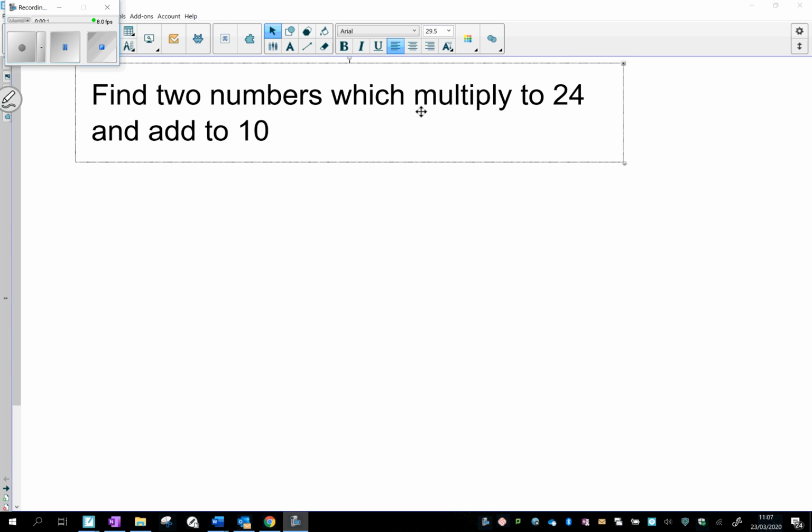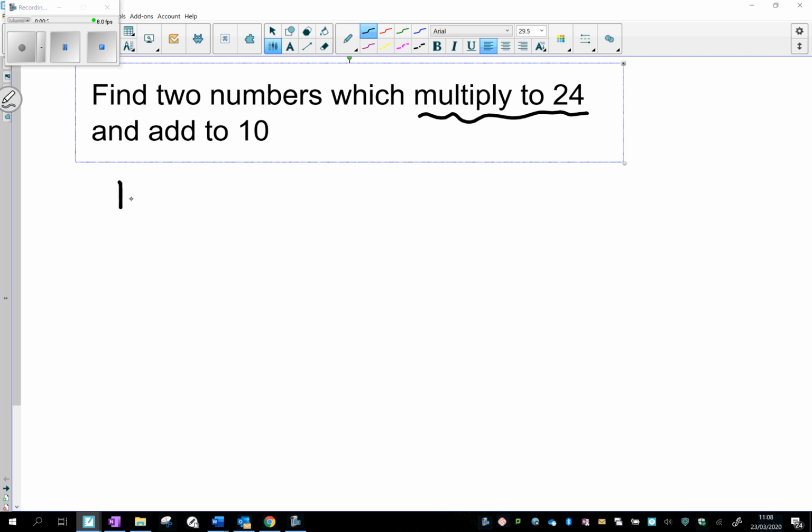Now it's much easier if you start with the numbers that you want to multiply. So think of the numbers that multiply to make 24. Everything's positive here, so we're just going to use positive numbers. So the numbers that multiply to make 24, well, you could have 1 times 24 is 24, or you could have 2 times 12 is 24, or 3 times 8 is 24, and also 4 times 6 is 24.